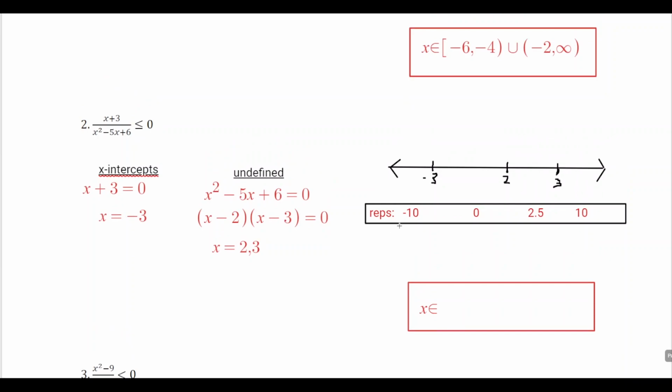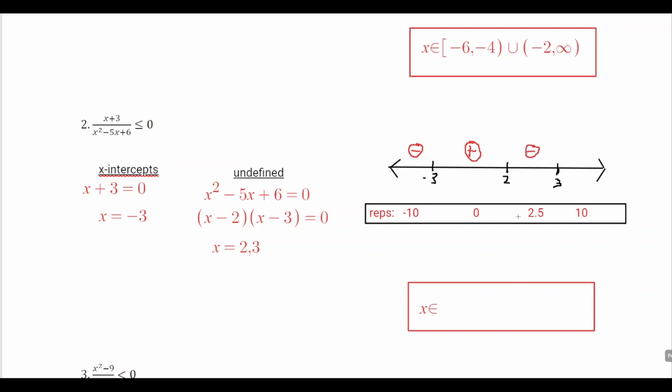So if I plug in negative 10, for instance, the numerator will be negative, and the denominator would be a negative times a negative, which would be positive. So a negative divided by a positive is going to be negative. Between negative 3 and 2, I can plug in 0, and so I'll get a positive divided by a positive, so that would be positive. Plugging in 2.5 will give me a positive divided by a positive times negative, which would be negative, so a positive divided by negative would be negative.